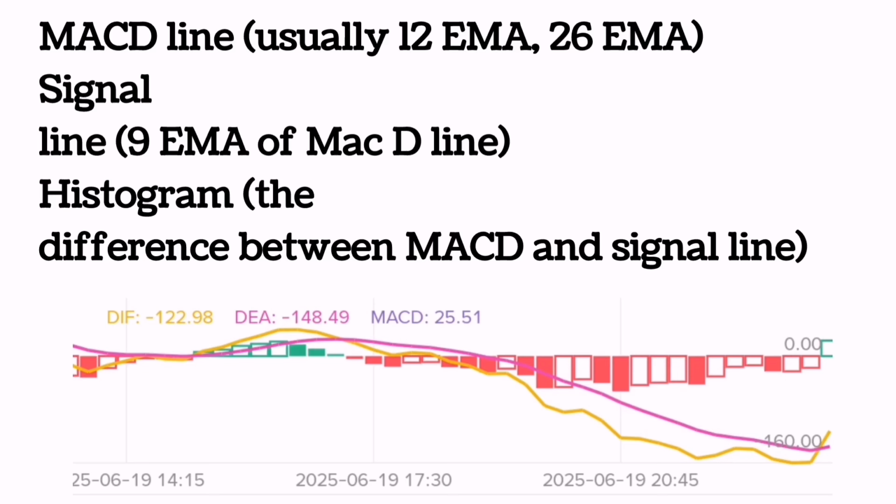The histogram visually shows momentum. Rising bars suggest increasing strength, shrinking bars signal a weakening trend.